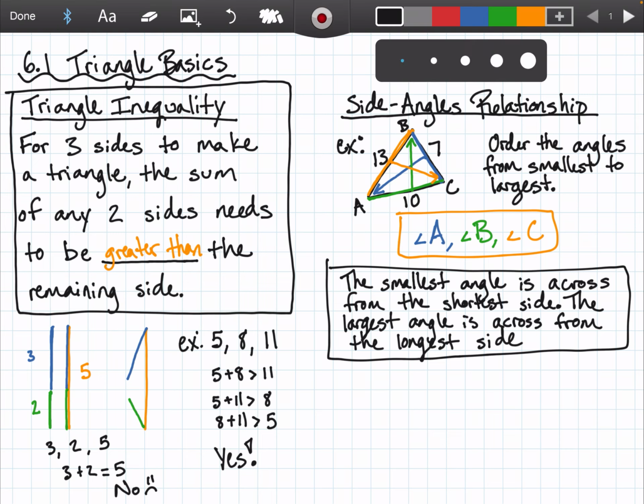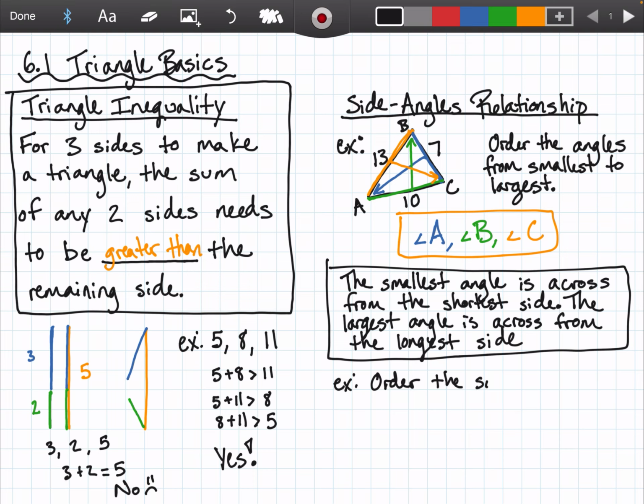I could do this the other way as well. So I can say order the sides. And I can give you, let's say something like that. And maybe I have 50 degrees, 47 degrees, and a 93. And let's just call that JKL.